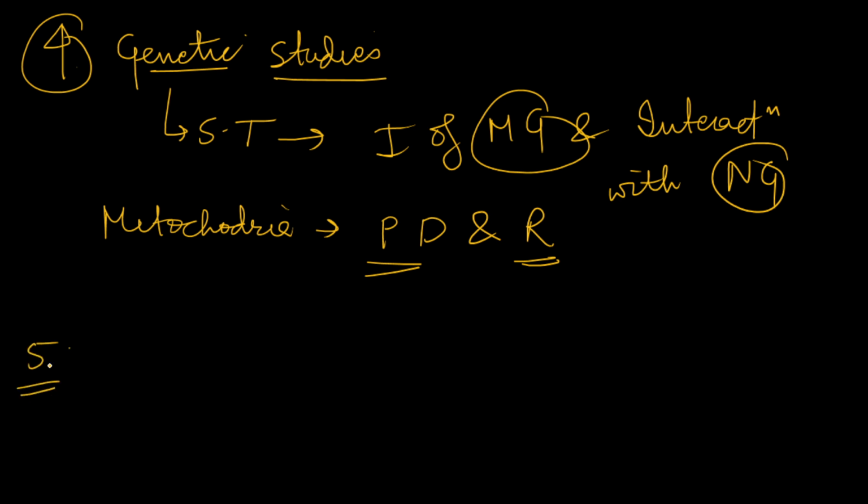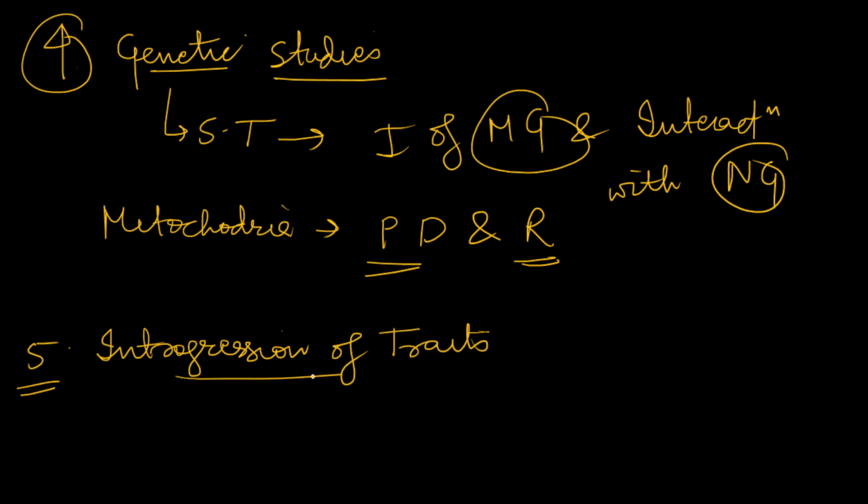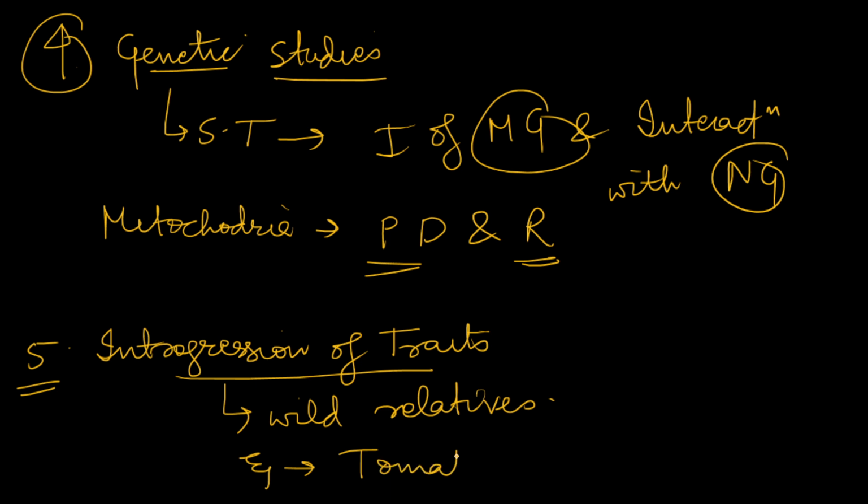Next, it helps in introgression of traits, that is, by using CMS, breeders can more easily incorporate desirable traits from wild relatives or different species. Okay, so here you can integrate traits from wild relatives, and this is very much beneficial in crops such as tomato, crops such as cotton.